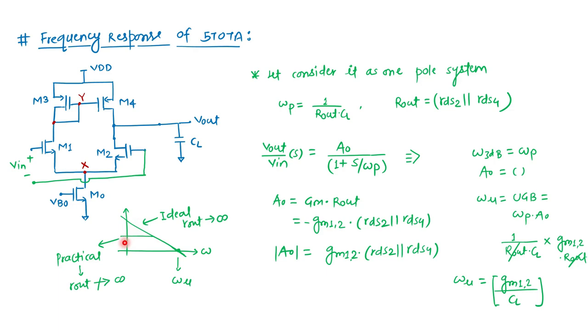And for the practical case, when we consider Rout as finite rather than infinite, there is a finite gain and a finite 3 dB frequency also, which is omega p. After that both the curves coincide, and omega UGB is nothing but GM by CL, where GM is that of the input pair. So this is the discussion that I want to make here. If I consider it as a one pole system, then this is all about the first order system that we have seen already. Now let's consider the capacitances at node Y and X also.